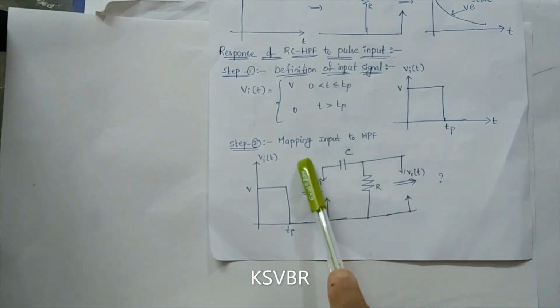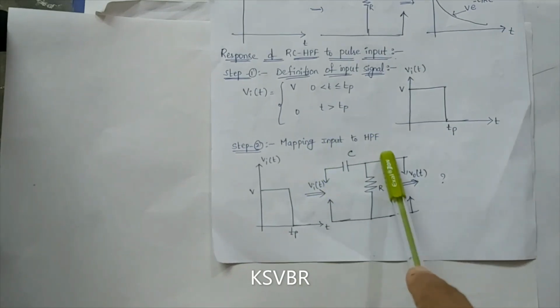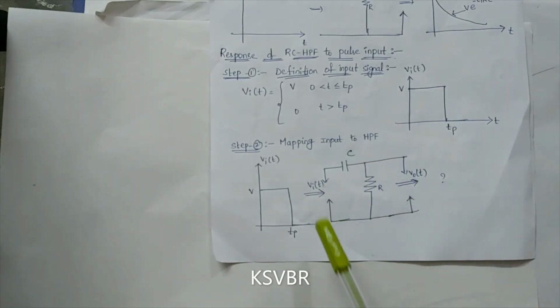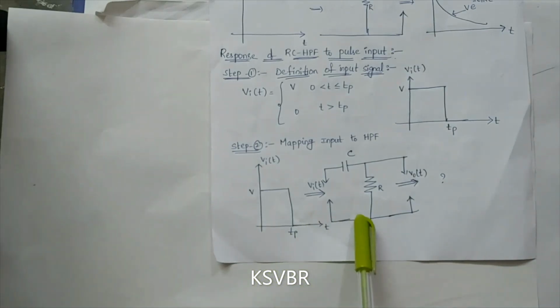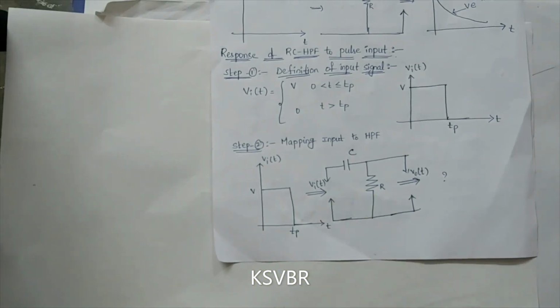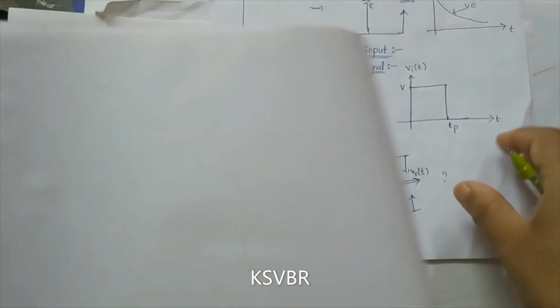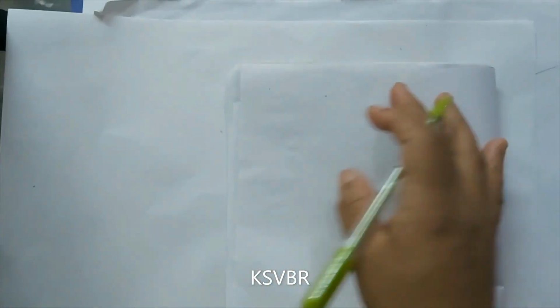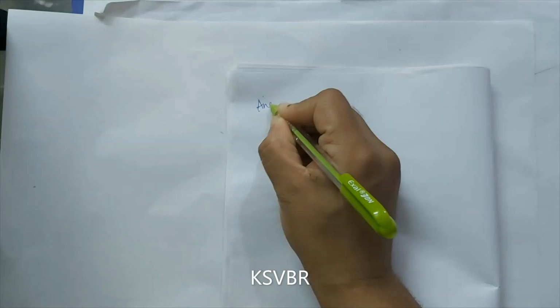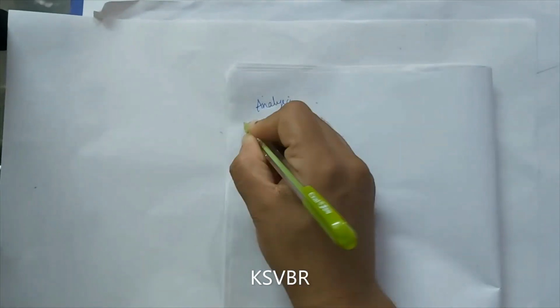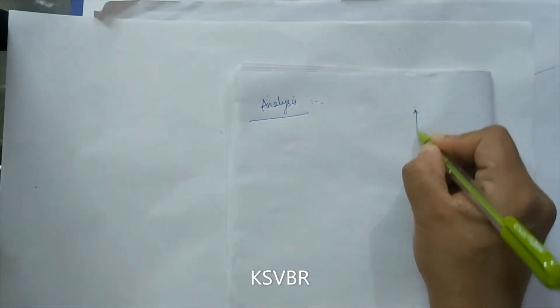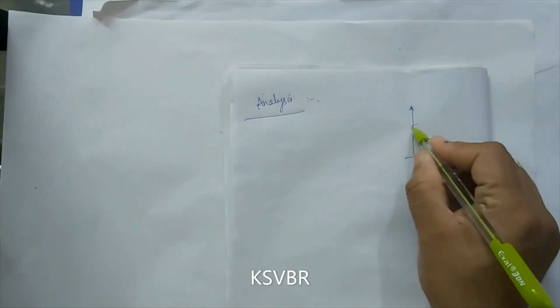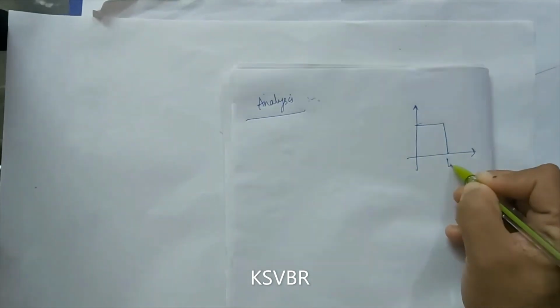So the second step will be mapping our input to the high pass filter. Mapping your input to high pass filter means here I am giving my input to the high pass filter. Now the third step is analysis. Like we have done in RC low pass filter, the same procedure will follow here. I am drawing the input signal here just for reference.